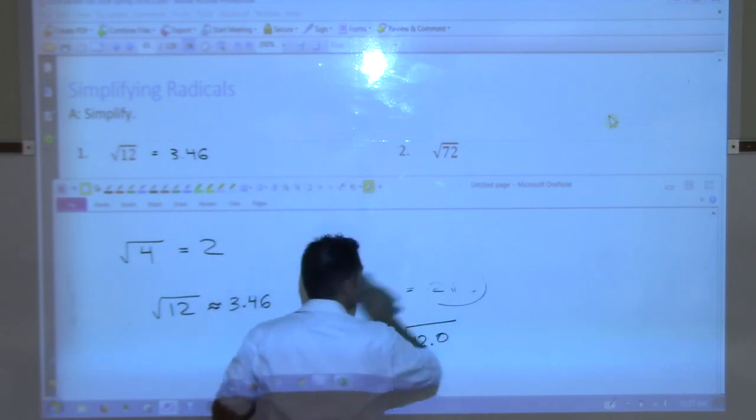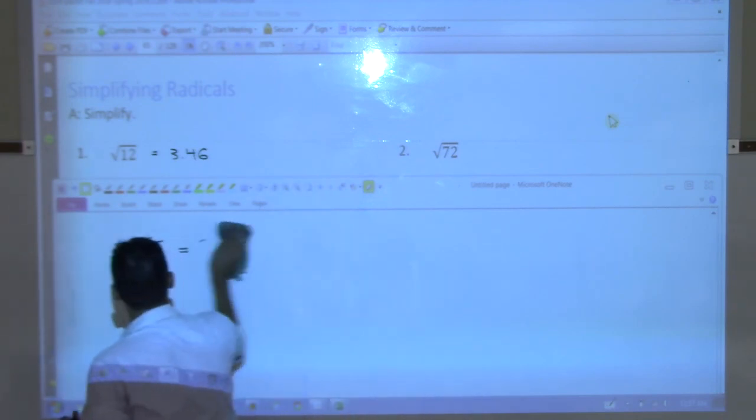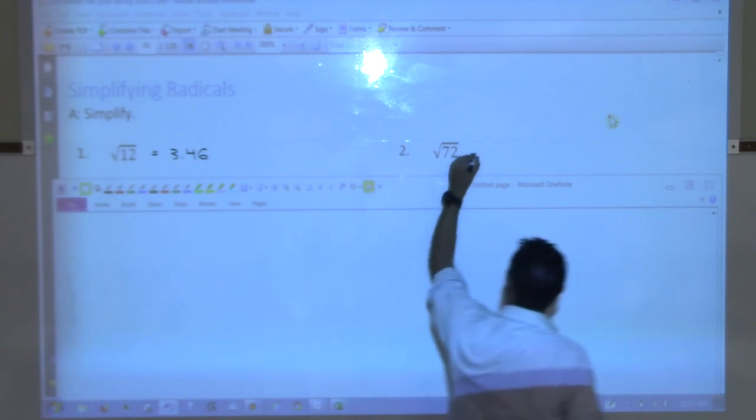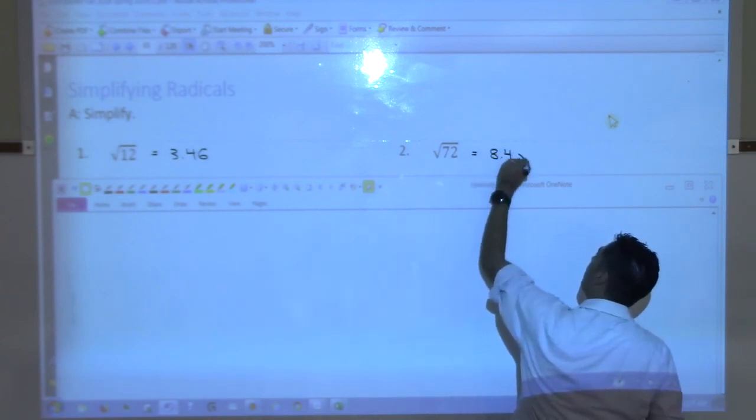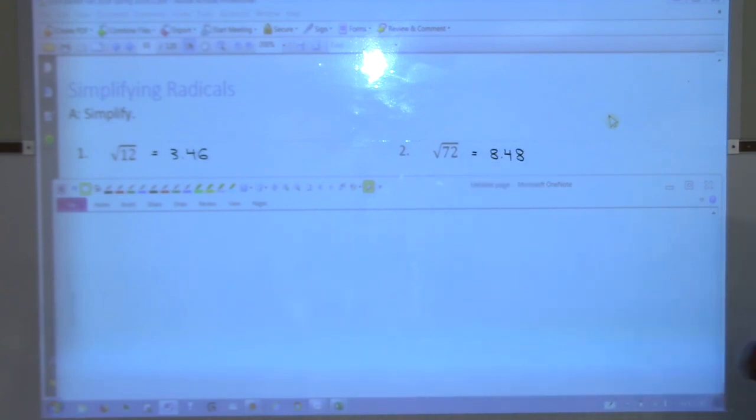What's the square root of 72? What is it? 8.48. All right? And it is approximately. I shouldn't be putting equals there.